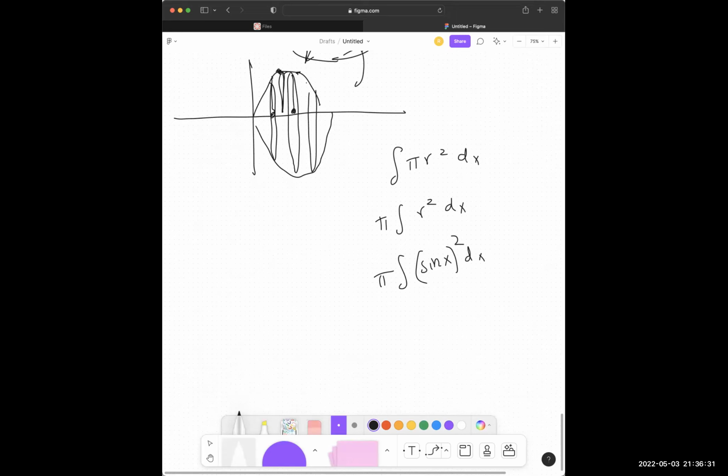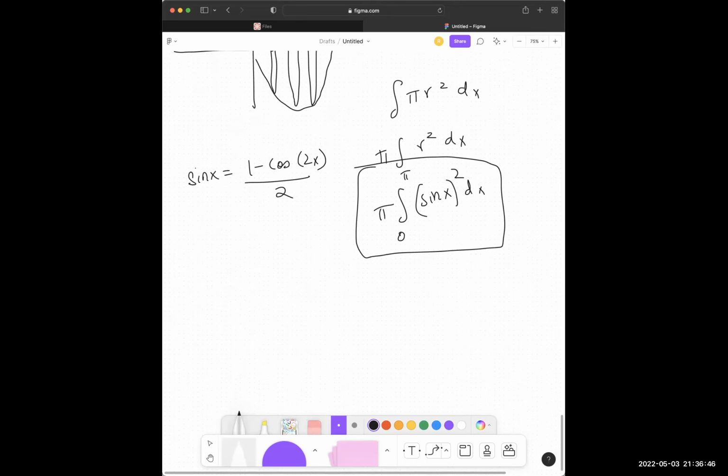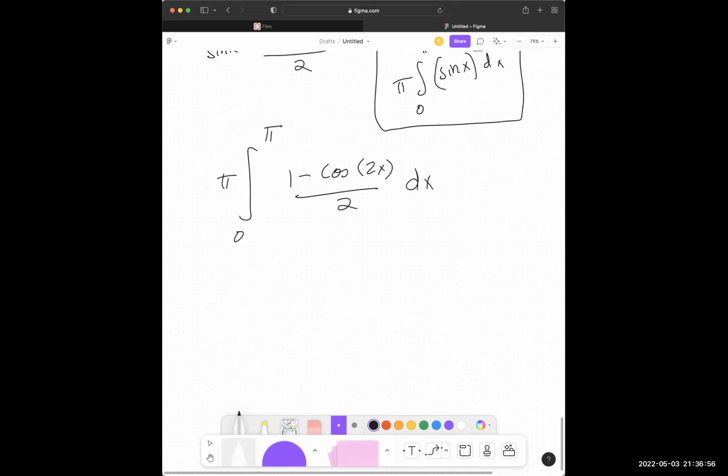Now, what are the bounds? The bounds were specified. It's from 0 to pi. How do we solve this integral? It's a simple trigonometric substitution: sine squared of x equals 1 minus cosine of 2x over 2. Therefore, this is the integral from 0 to pi of 1 minus cosine of 2x over 2. That looks more complicated, but it isn't, because we can pull out a 2, so we'll have pi over 2 times the integral from 0 to pi of 1 minus cosine of 2x dx.